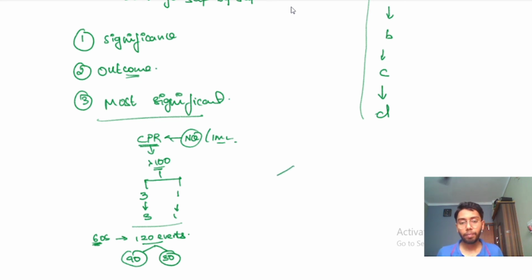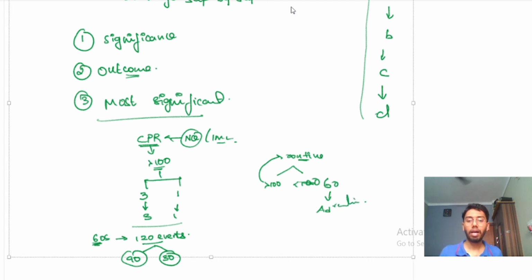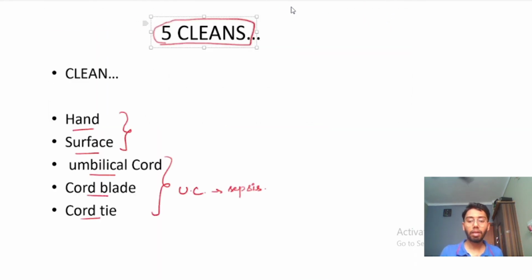Now assess the heart rate. If the heart rate is more than 100, you go back to routine care. You can be relaxed. If the heart rate is still less than 100 or still less than 60, you will have to give adrenaline. So this is how we intubate the baby, and this is how we give adrenaline.